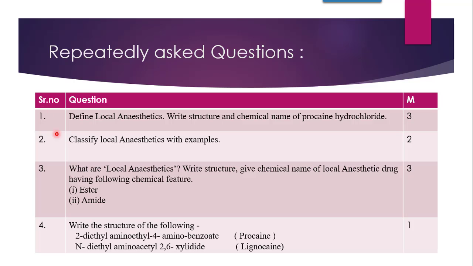Now moving towards the second question. Second question is: classify local anesthetics with example. This question carries 2 marks. Now this question can come as an adjunct question, like your first question: define local anesthetics and classify local anesthetics with example. In that case, it can carry 3 marks. Definition 1 mark and classification 2 marks.